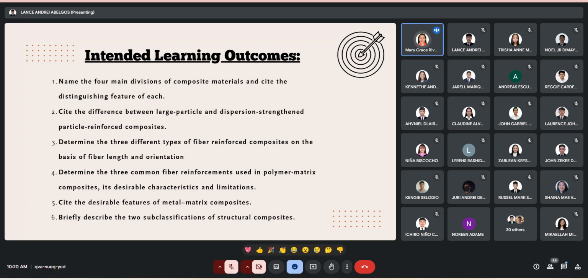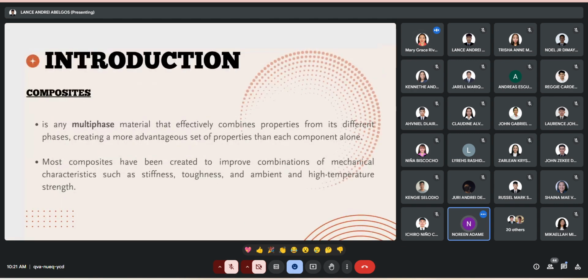Now that we have a brief overview, let's define what a composite material actually is. Next slide po. From the word itself, a composite is any multi-phase material that effectively combines properties from its different phases, creating a more advantageous set of properties than each component alone. In other words, composite materials are made when two or more materials or phases are combined together to get a unique set of properties which cannot be achieved otherwise by the individual material or phase.